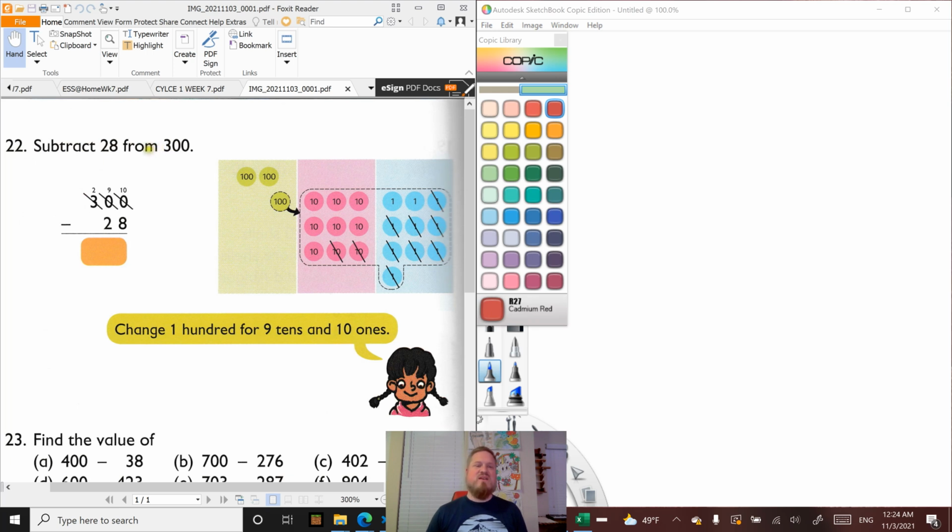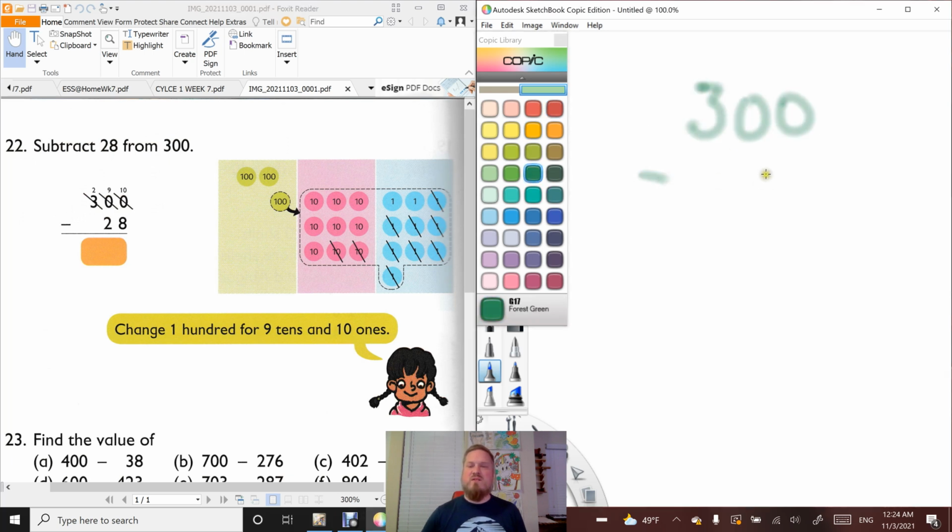Take 28 away from 300. So how do we write the problem? 300 minus 28. That's how you do it in the vertical format. 300 minus 28. Always make sure to line up your columns as neatly as you can so you don't get confused about what goes where. Then you'll get the wrong answer if you don't line them up nice and neat.